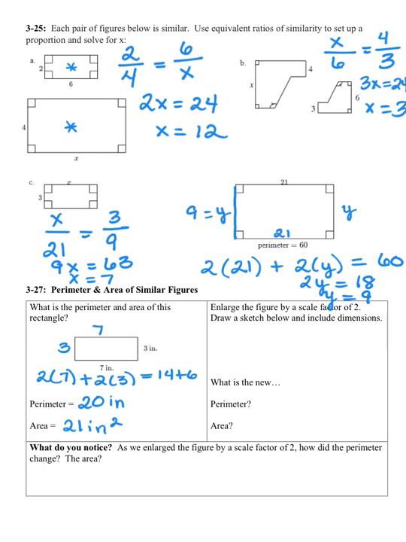Now it wants us to enlarge the figure by a scale factor of 2. So remember, enlarging it by scale factor of 2 means we're doubling all the dimensions. So instead of the length and width being 7 and 3, they are now 14 and 6.